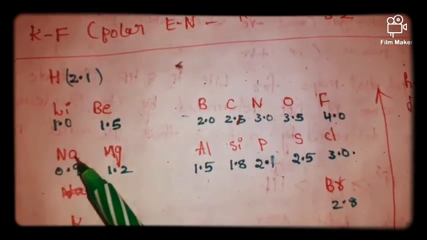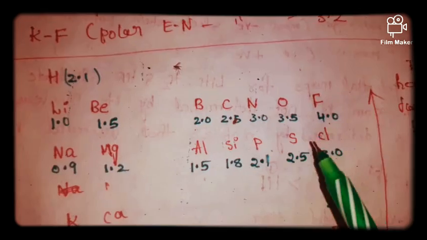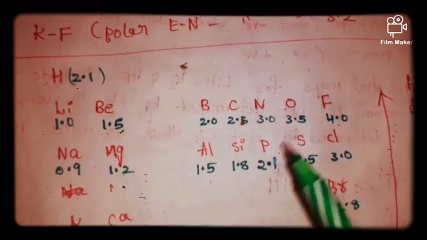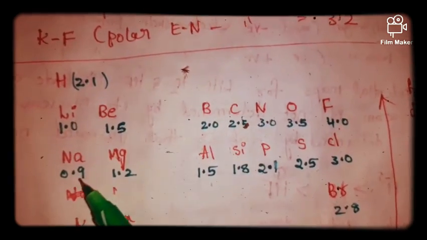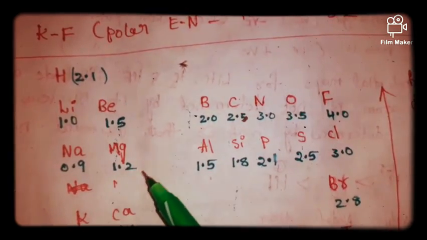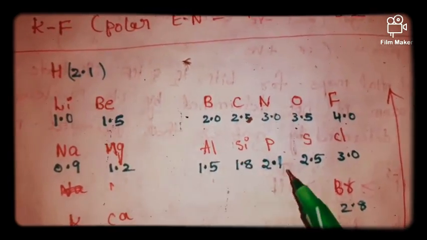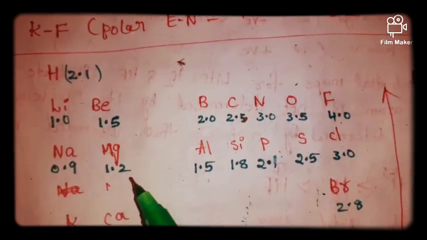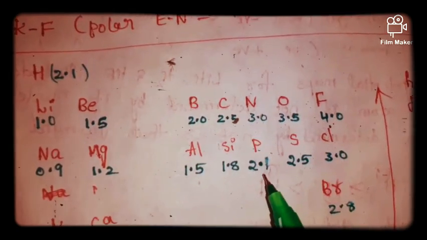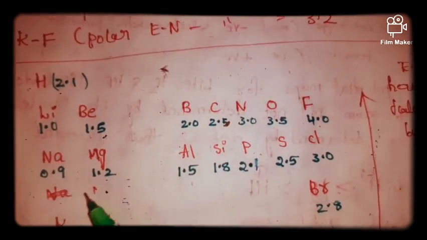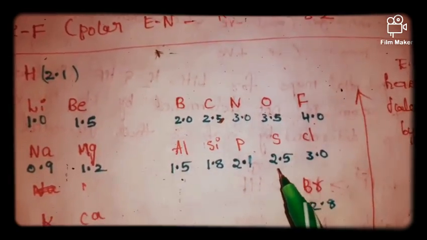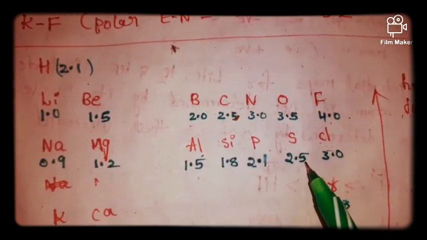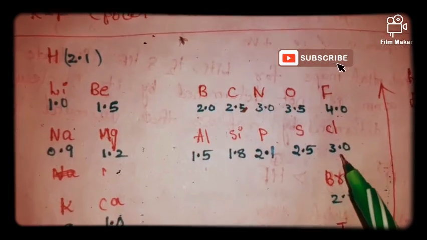In this period, we have sodium, magnesium, aluminum, silicon, phosphorus, sulfur, chlorine. Since this is a period, electronegativity increases: 0.9, 1.2, 1.5, 1.8, 2.1. Up to here it is just the 3 table, friends. 3 3s are 9, 3 4s are 12, 3 5s are 15, 3 6s are 18, 3 7s are 21. Up to here it is very easy to remember. Just try to remember these two: the electronegativity value for sulfur is 2.5 and for chlorine it is 3.0.